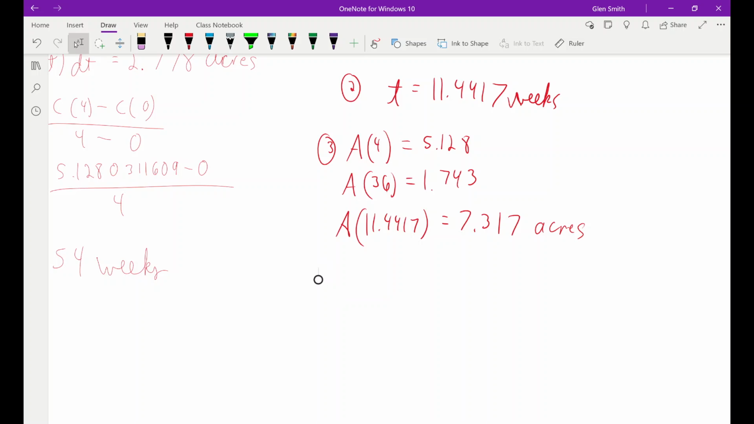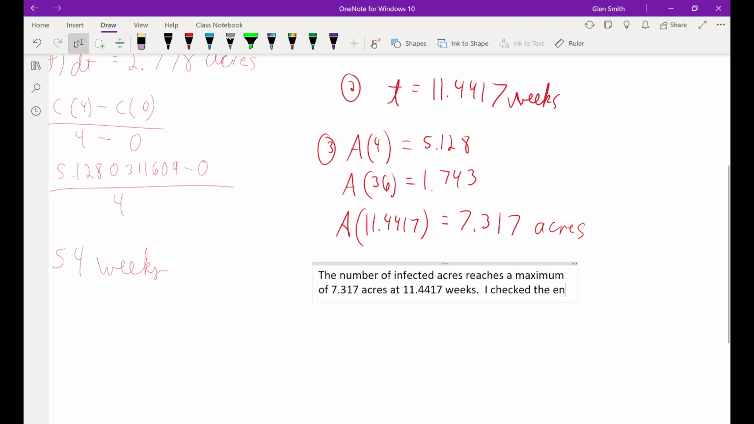So I'm going to type this out. Let me make this a little bigger. There we go. Come on, OneNote. Do it for me. So you'd say something like the number of infected acres reaches a maximum of 7.317 acres at 11.4417 weeks. Good.